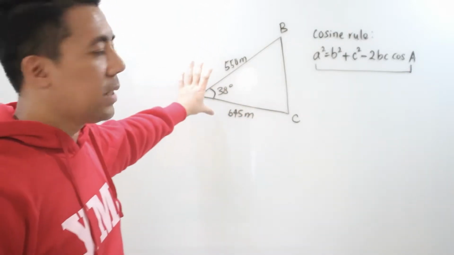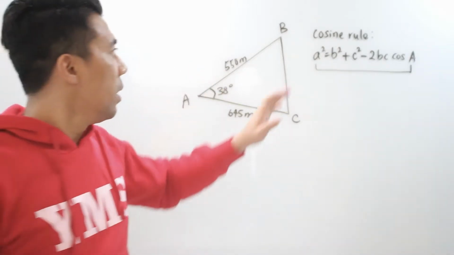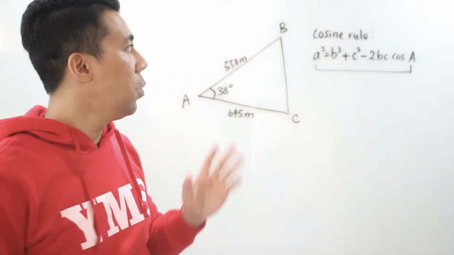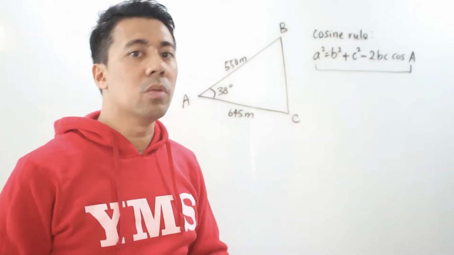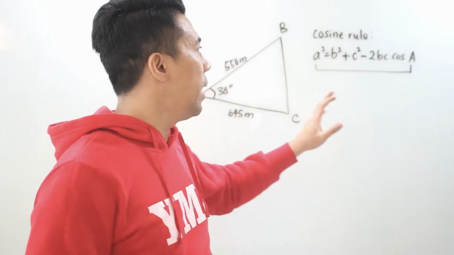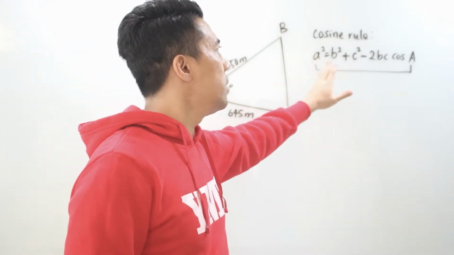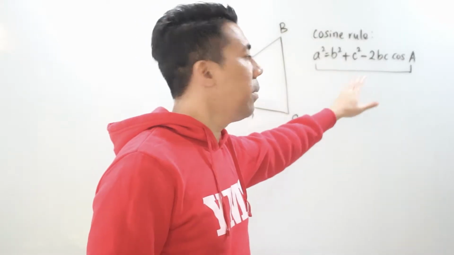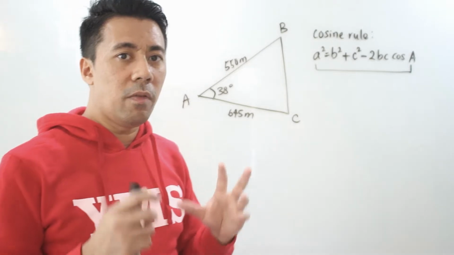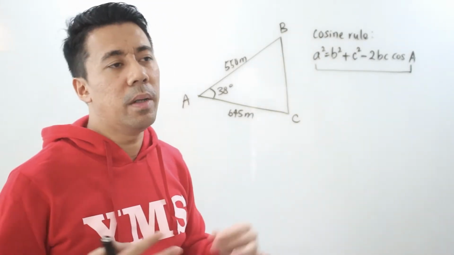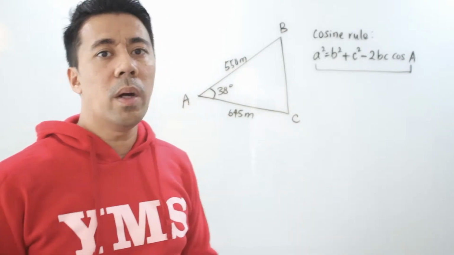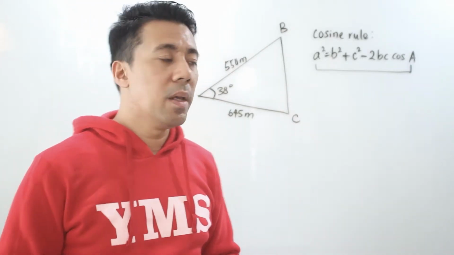When we have two sides and one included angle, to solve for the third side of the triangle, we can use the cosine rule. The cosine rule is given as a square equals b square plus c square minus 2bc cosine A. This formula is given in your formula sheet in the examination, so you can refer to it, but you need to know what values to substitute in.